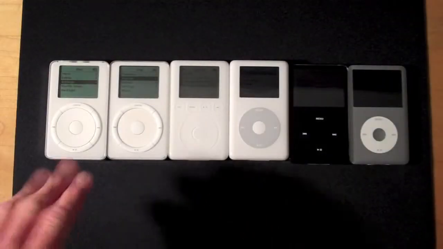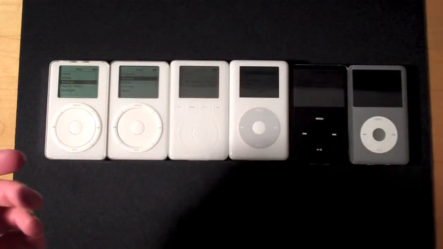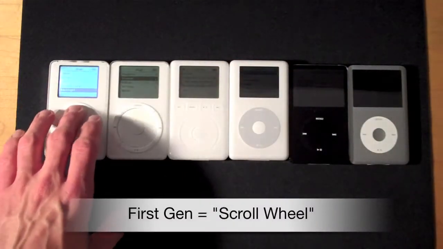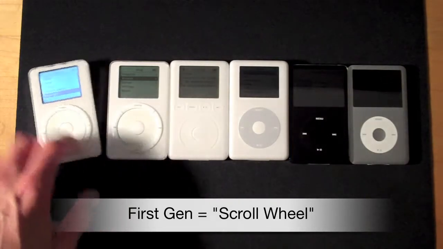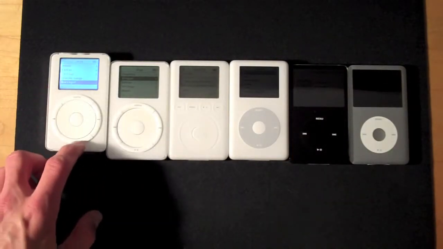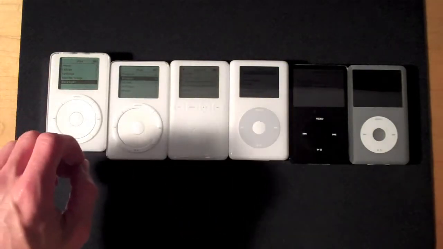Now let's talk about the click wheel, which has evolved considerably since the original was introduced. The first iPod actually had a scrolling wheel. It was the only one to do so. It also had these physical buttons along the side. So menu, play, pause, forward, and reverse were physical buttons beside the click wheel.